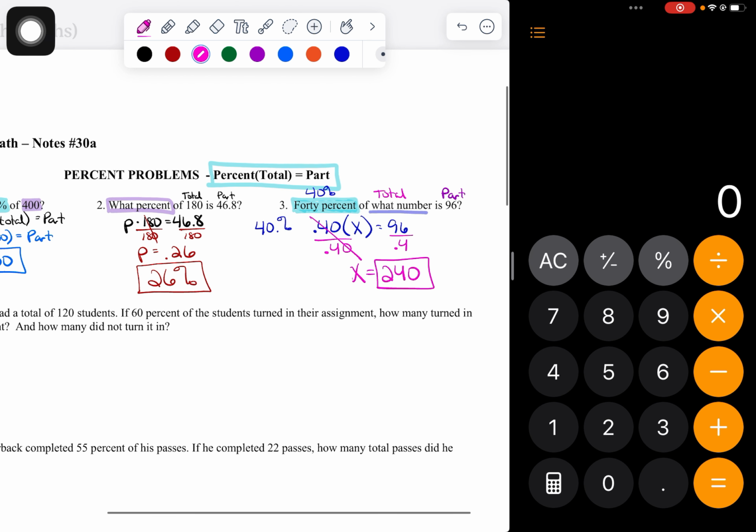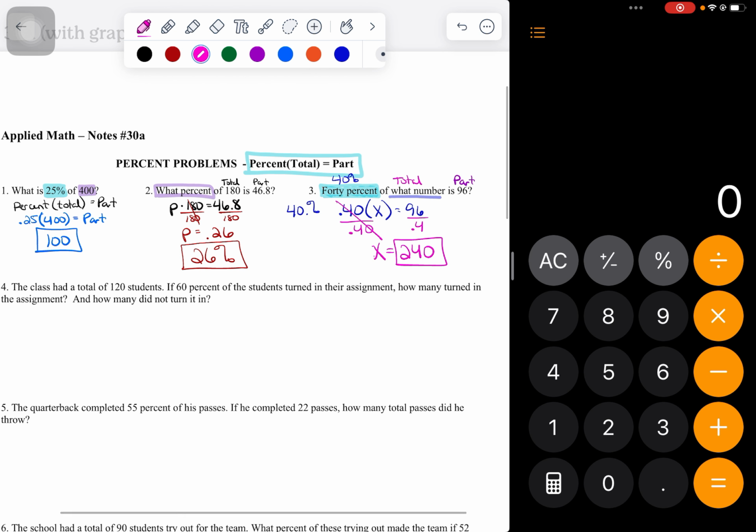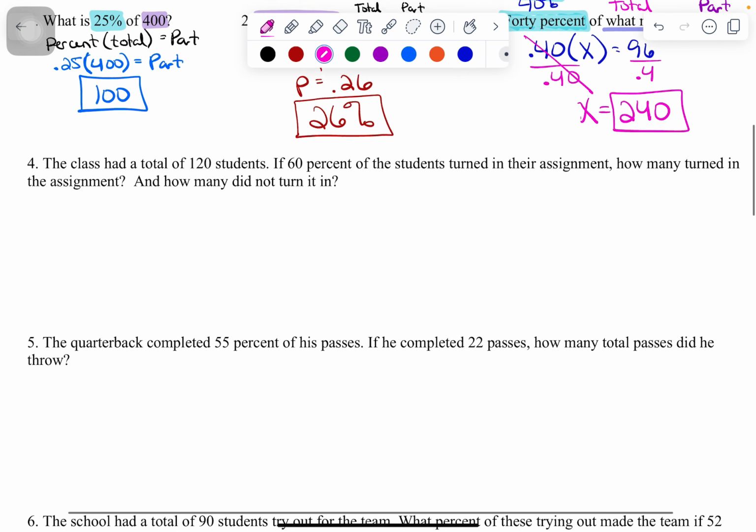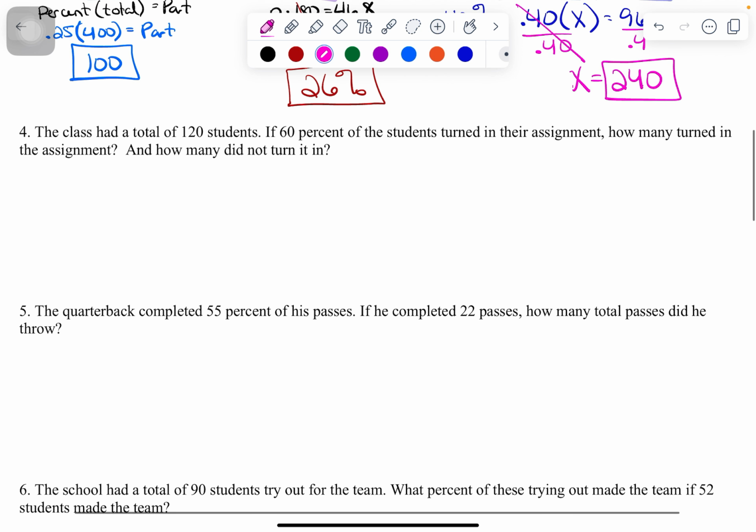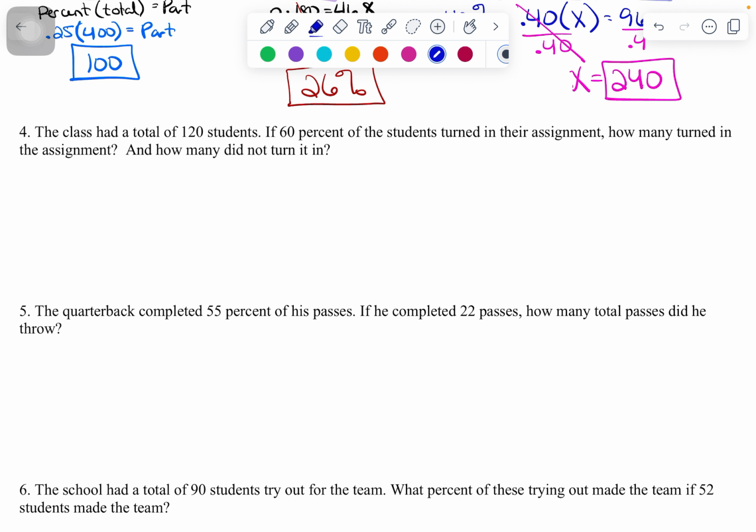All right, so that's what some basics are, and then we're going to get into some of these word problems. Now, I'm going to go ahead and lose the calculator here for a moment, so I can actually read the problem. Okay, the class had a total, keyword here, total of 120 students.